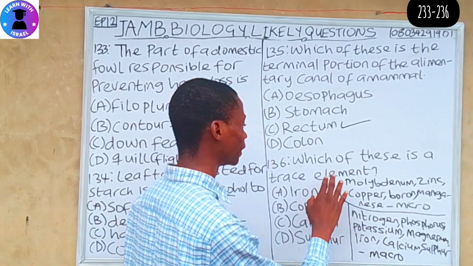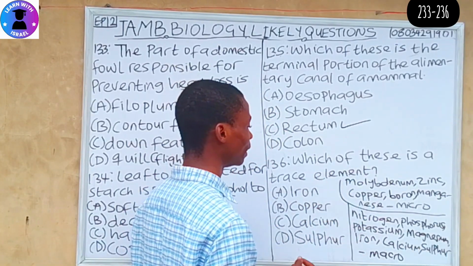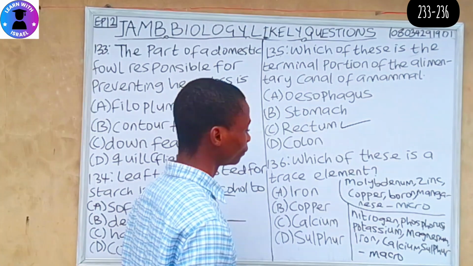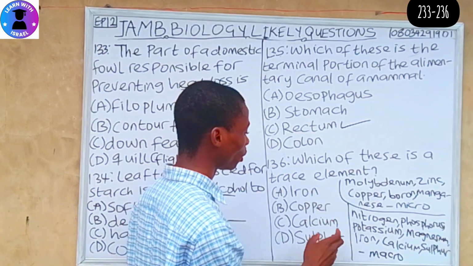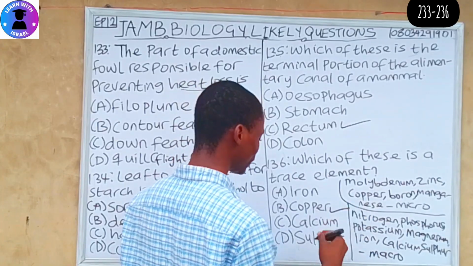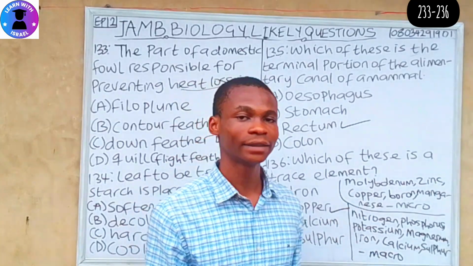So if we have to check, the question says which of these is a trace element, and I explained that trace elements are micro elements. The one that is a trace element in the options is copper. You can find it here. Copper is the correct answer. So guys, let's move to the next one.